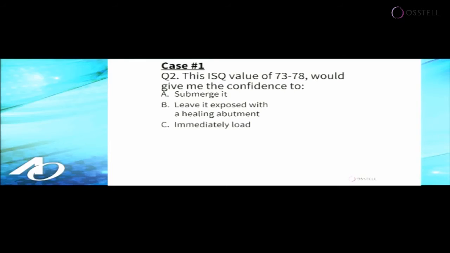We have to take the totality of the case, the occlusion, and all of the other aspects that go into the single tooth, where it is, the patient's habits, whether they're bruxers, et cetera, to be able to understand the true clinical implications. So our next question is, this ISQ value of 73 over 78 would give me the confidence to A, submerge it, B, leave it exposed with a healing abutment, or C, immediately load.